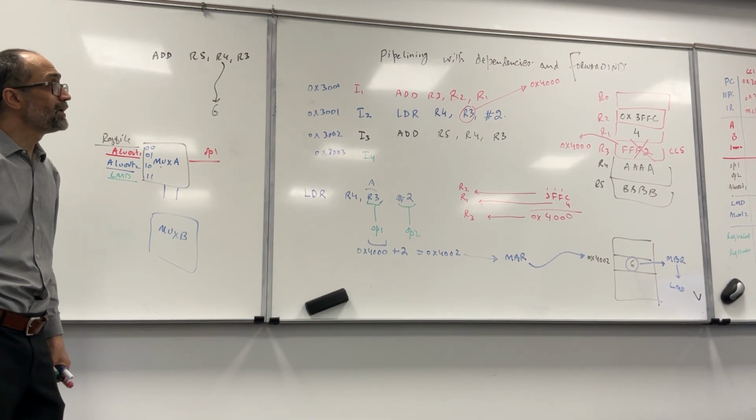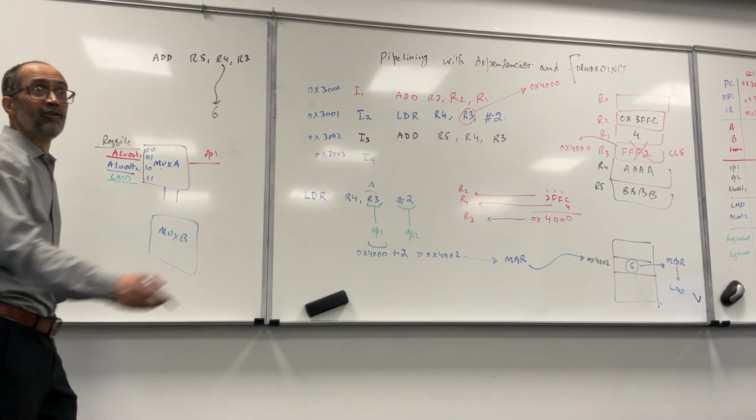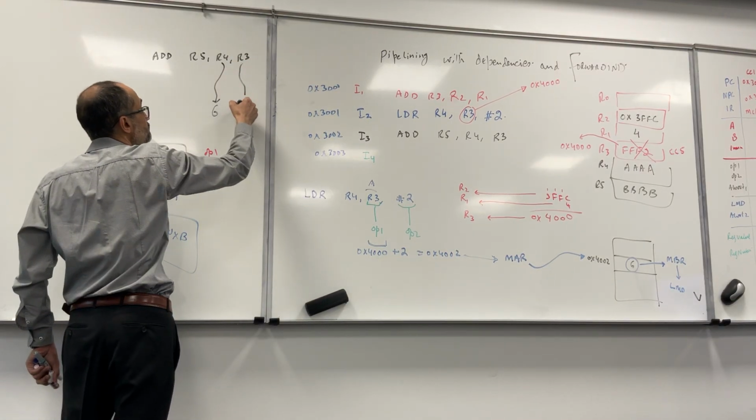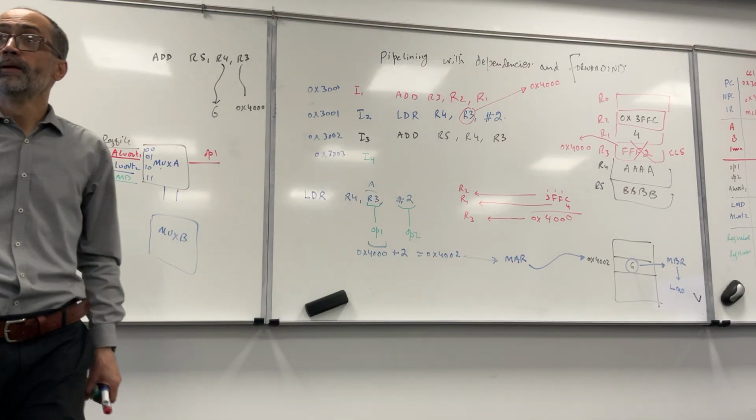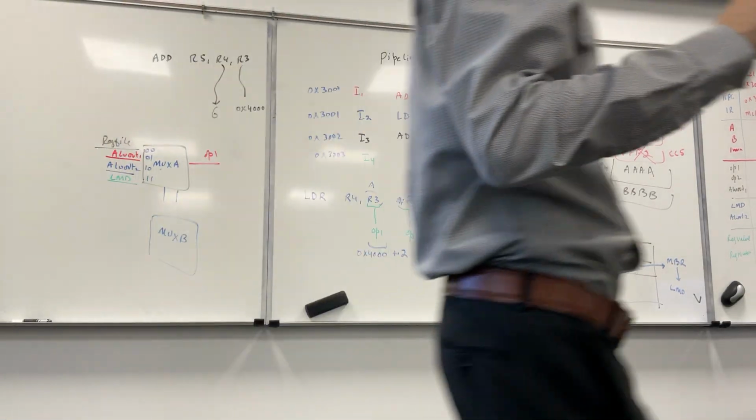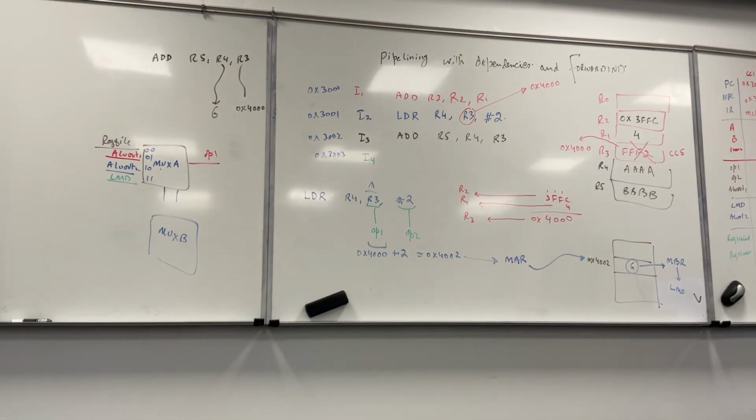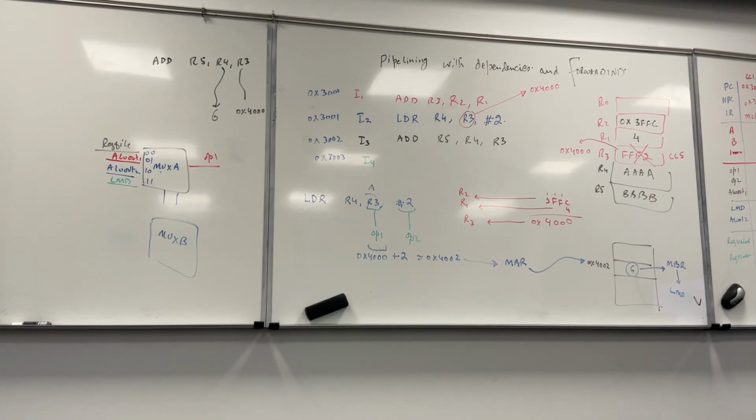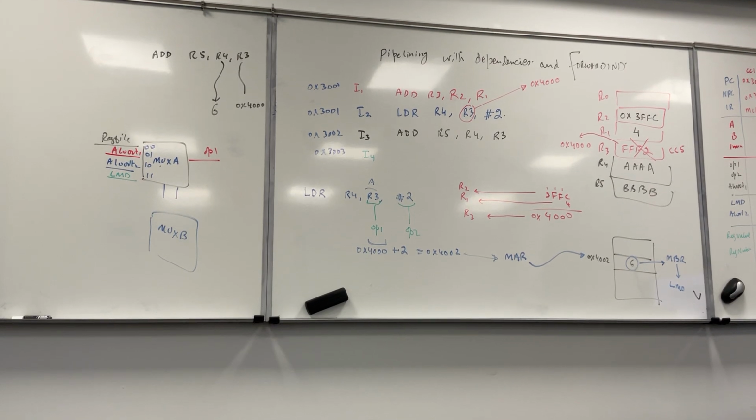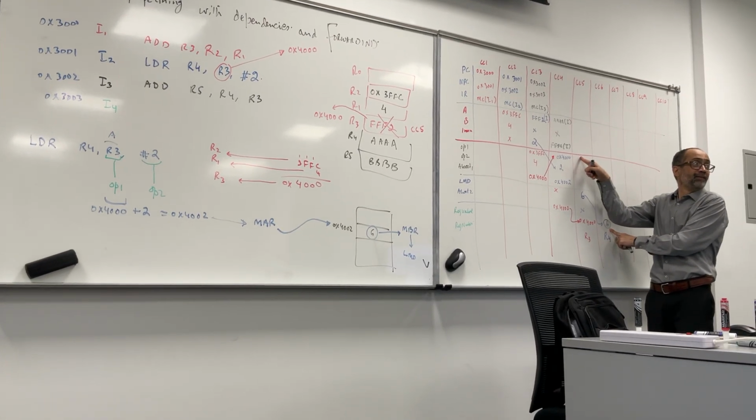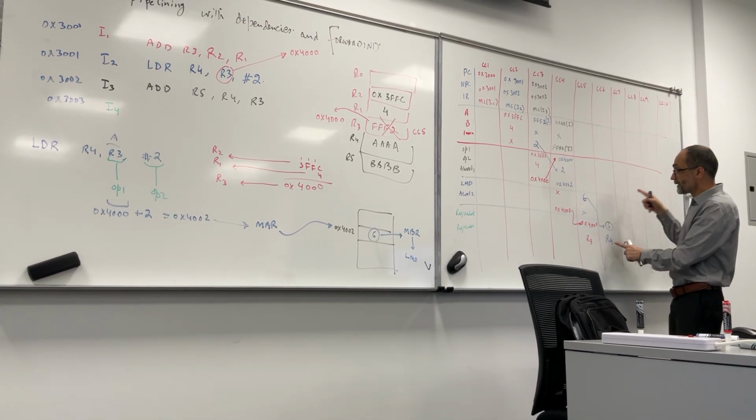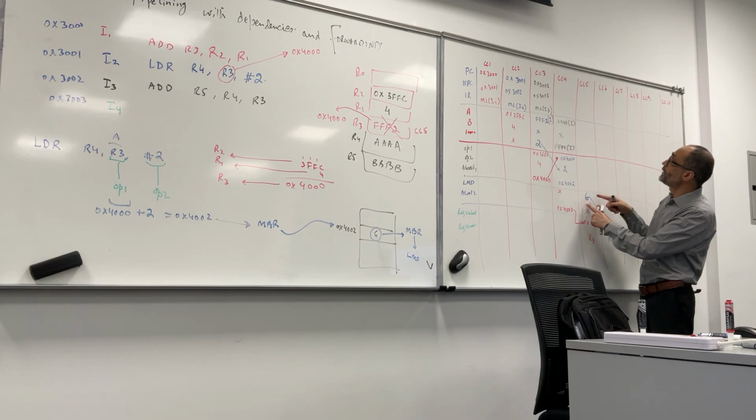R3, what is the value of R3? 4000. Am I right or not? But now the problem is that we need this value, the value of 6 here. We need the value of 6 in which clock cycle? Clock cycle 5. But this is available now in where?